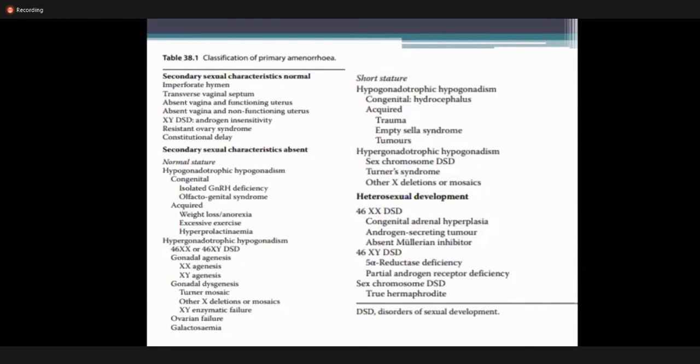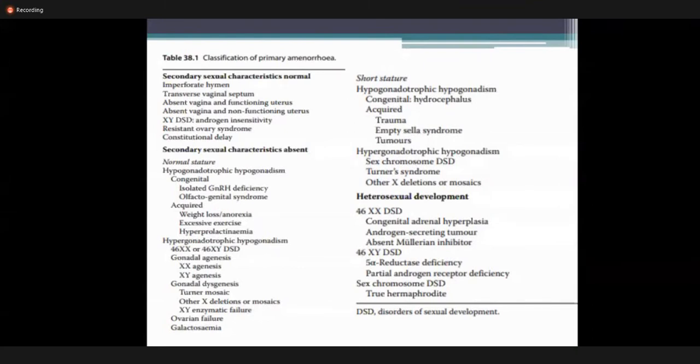Then other causes are like hypergonadotropic hypogonadism, conditions in which there are more gonadotropins. These are conditions in which there is some abnormality in the chromosomes, that is 46XX or 46XY, some chromosomal abnormalities. There may be gonadal agenesis. It may be XX agenesis, it may be XY agenesis, or it may be Turner syndrome or Turner mosaics. In these conditions, the girl may have a normal stature, but there's some mosaicism or some abnormality, and this all results in ovarian failure.